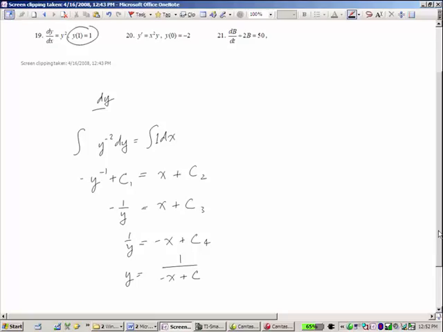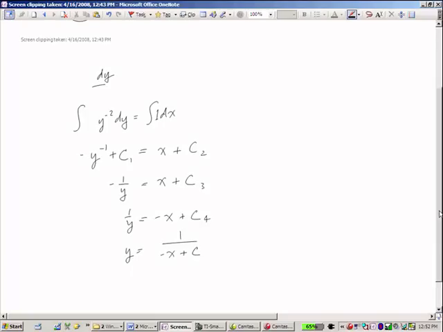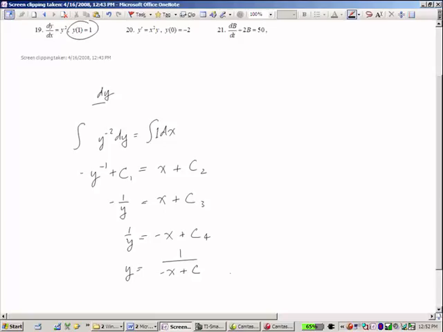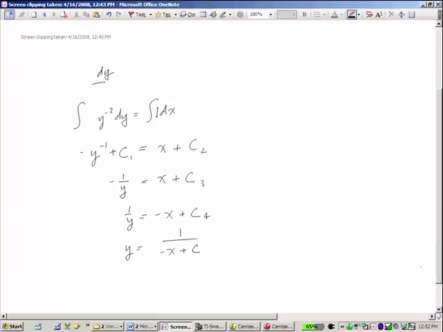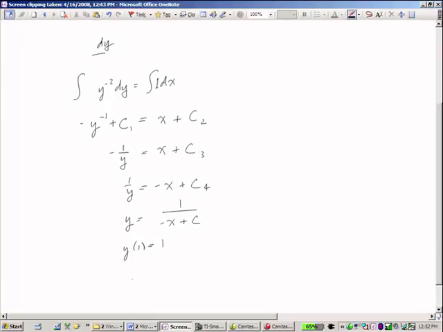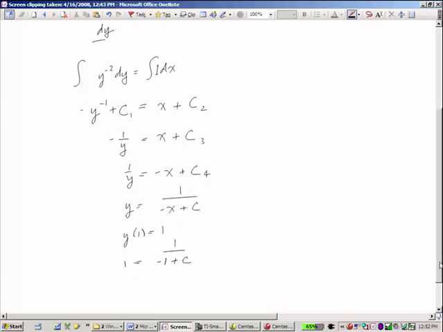They give us a piece of information that y of 1 equals 1. We can actually use that to solve for what c is. So we know that y of 1 equals 1, or when we plug 1 in, we get 1 equals 1 over negative 1 plus c. So c must be 2? Yep. y equals 1 over negative x plus 2. And that's the solution to that differential equation.